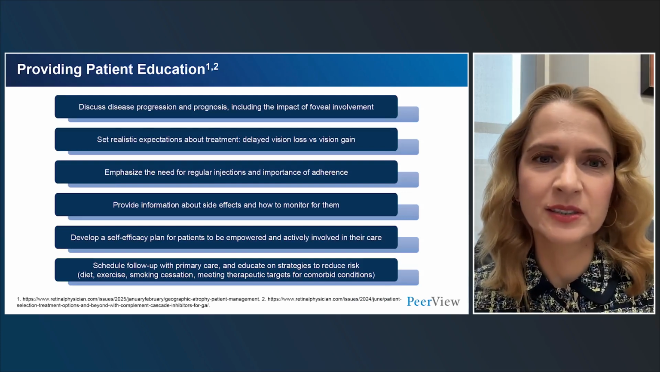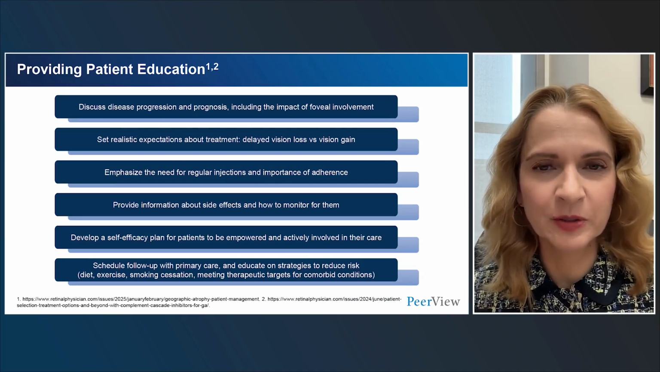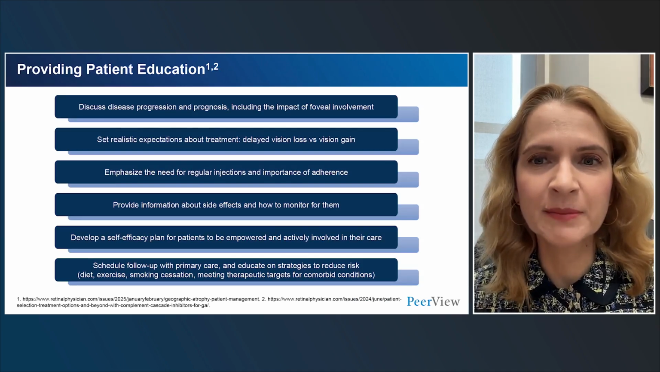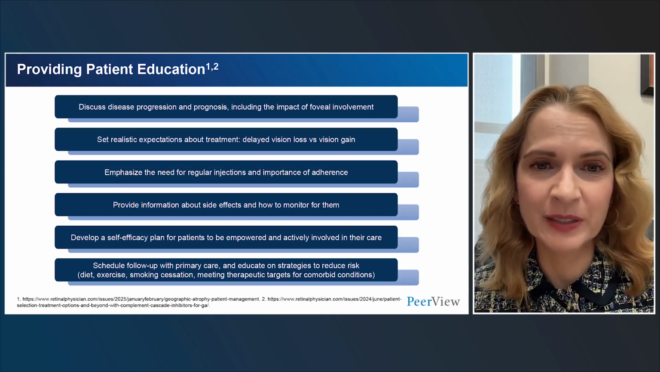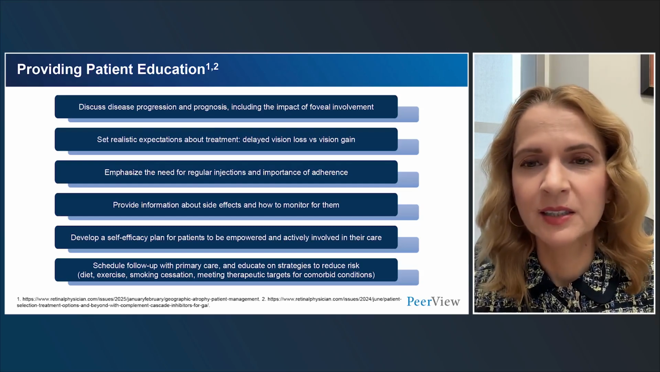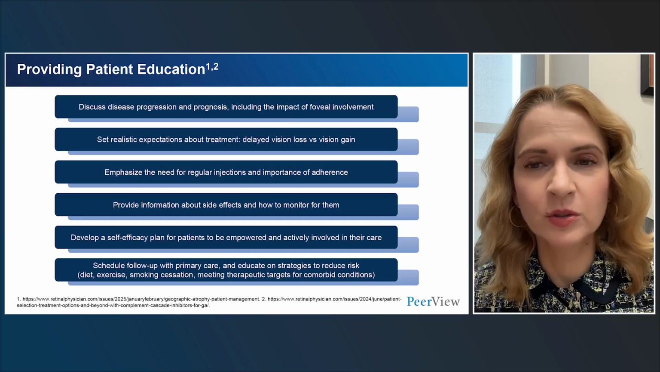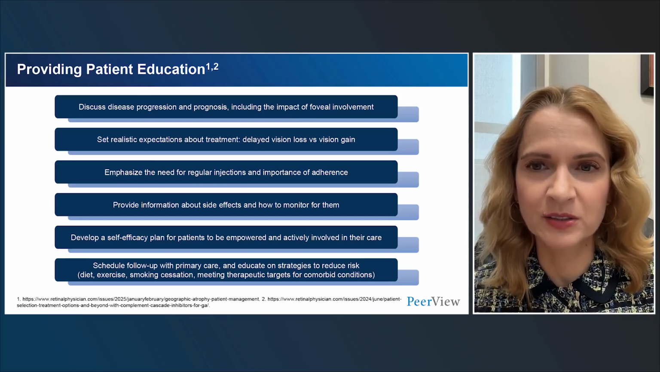Patient education is key. In our clinics, we need to discuss disease progression prognosis, including the impact of foveal involvement. We need to set realistic expectations about the treatment. Delayed vision loss as opposed to vision gain. The currently approved FDA treatments do not provide vision gain, and that needs to be well understood by patients and caregivers.